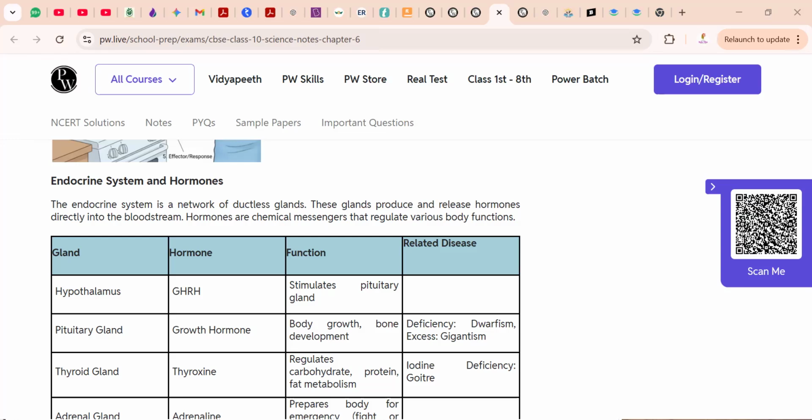Relay neuron or interneuron, there is an intermediate neuron that transmits signals between the sensory neuron and motor neuron. Between the sensory and motor neuron there is a neuron that transmits signals, and that is called the relay neuron or the interneuron.